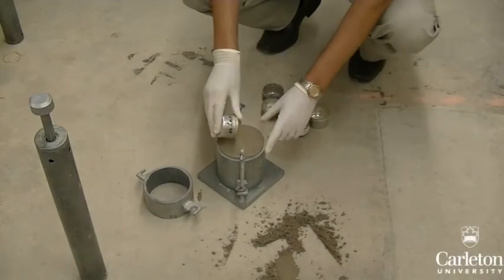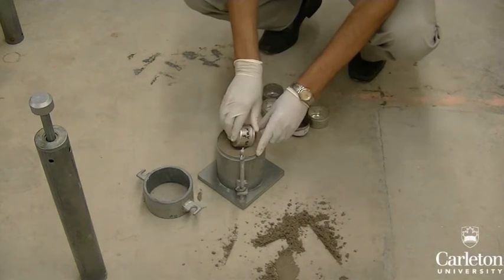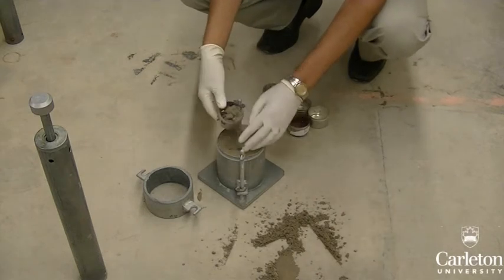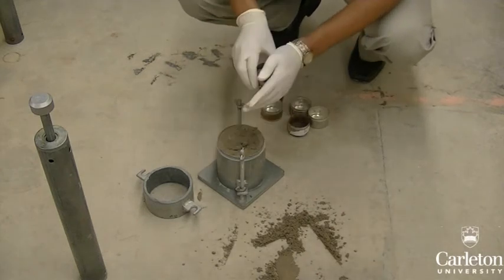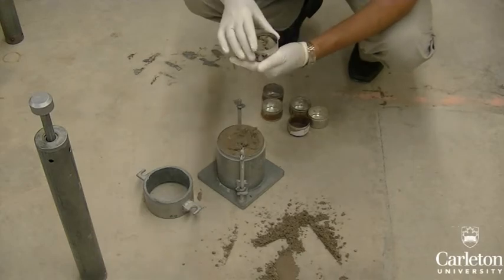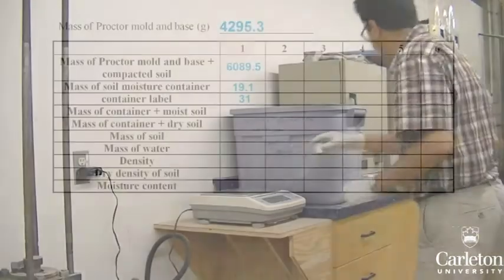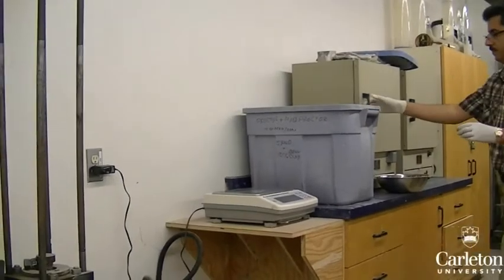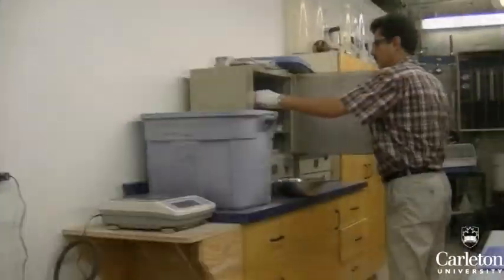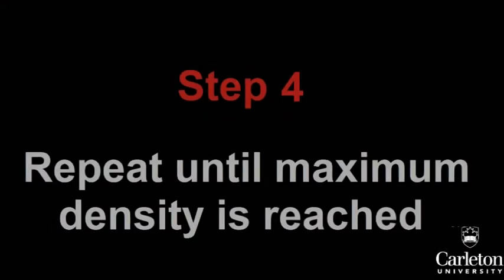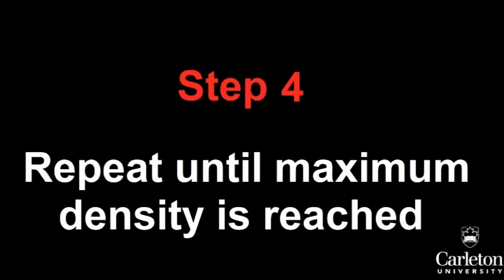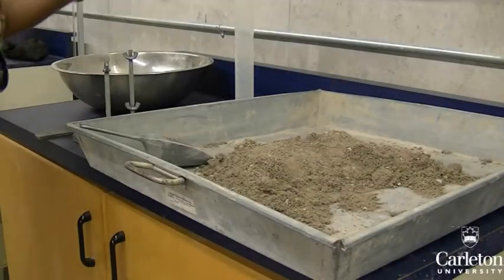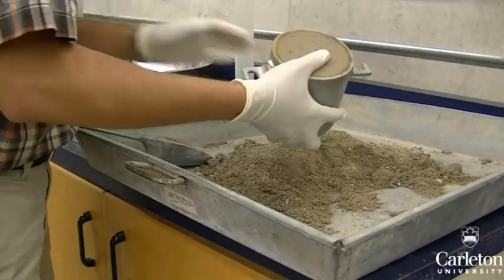Now fill one of your moisture containers with a sample of soil from the mold. To do this, simply use the container itself to scoop some of the sample from the mold like this. Record the mass of the container with some of the sample in it, and place the soil in an oven to dry. You will need to repeat the compaction test at greater moisture contents until you find the maximum density. First, empty the mold from the previous test and reset the mold.